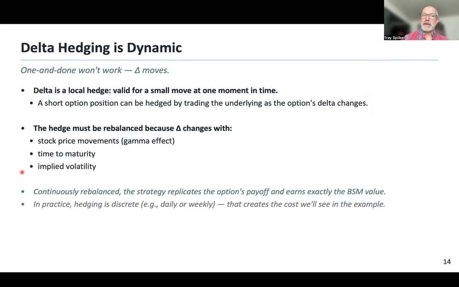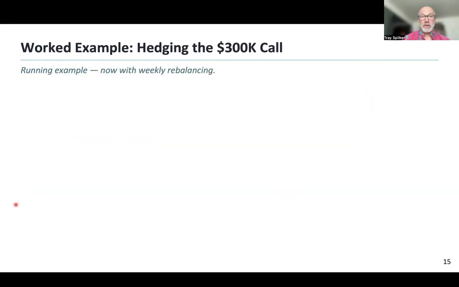And so the strategy here is to be, ideally, continuously rebalancing this to replicate the option's payoff, such that it will earn exactly the BSM value. In practice, of course, this hedging tends to be a bit more discrete as opposed to continuous. So perhaps daily or even perhaps weekly, which will create some drag or cost in terms of the hedging program in the example that we're going to pick up here. So here we're coming back to our running example. We're going to actually trace the bank's hedging strategy week by week.